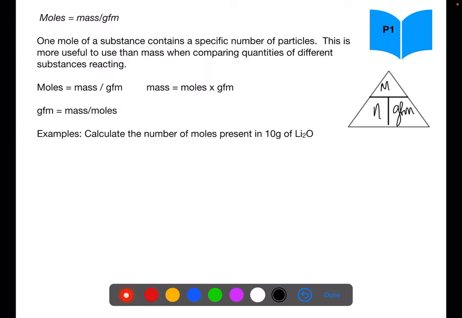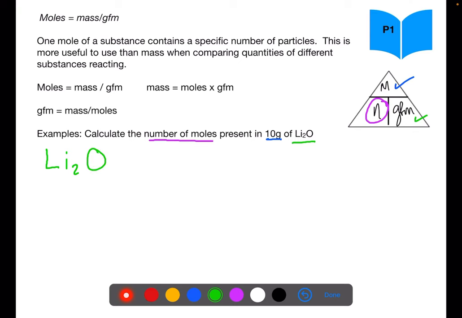Here we're going to have a look at using these calculations. We're trying to calculate the number of moles which is present in 10 grams of lithium oxide. So we're trying to calculate number of moles. We've been given the mass, and because we have the formula, we can work out the gram formula mass. That is where we'll start.